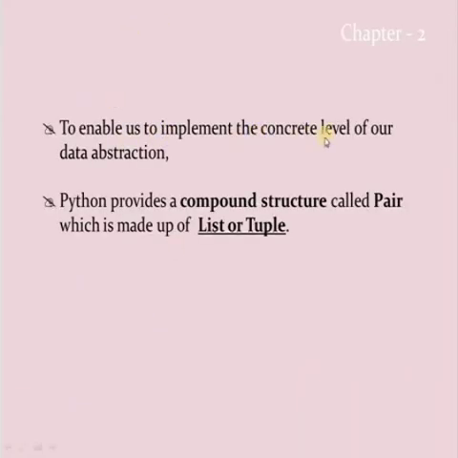To enable us to implement the concrete level of our data abstraction, Python provides a compound structure called pair, which is made up of list or tuple. Both the list and the tuple are data types coming under the category of pair, which is the concrete level of data in Python. Now we are going to see in detail about list and the tuple data structure. Actually, it is a very interesting concept.